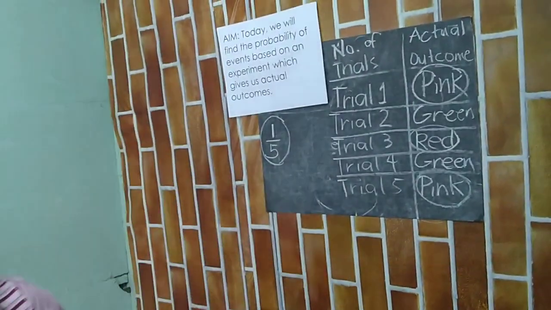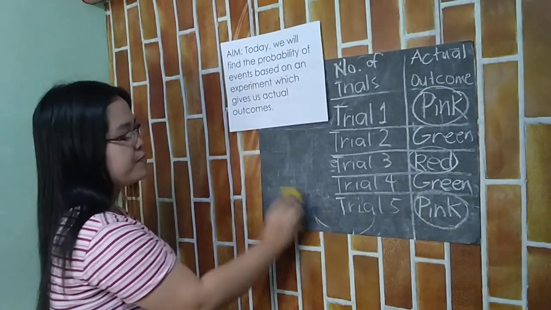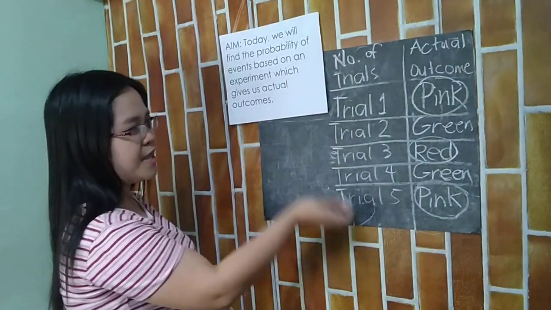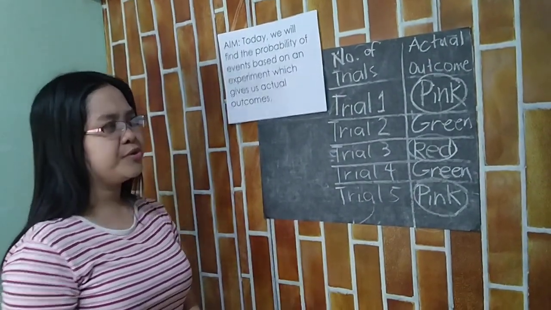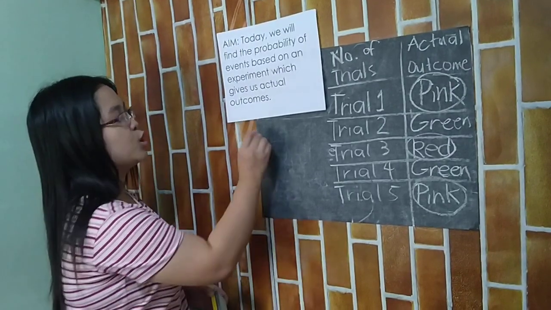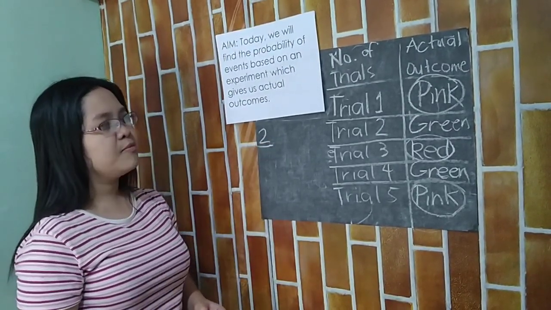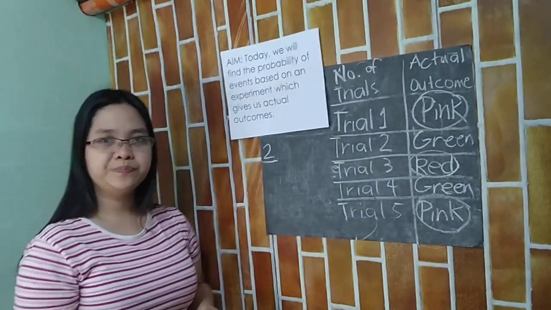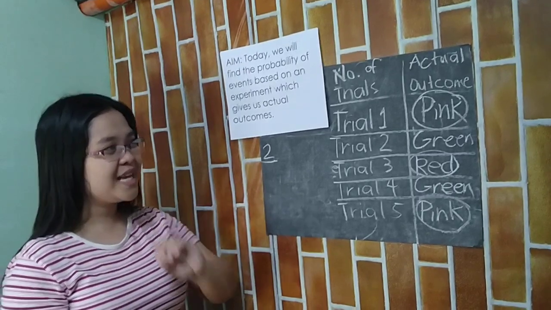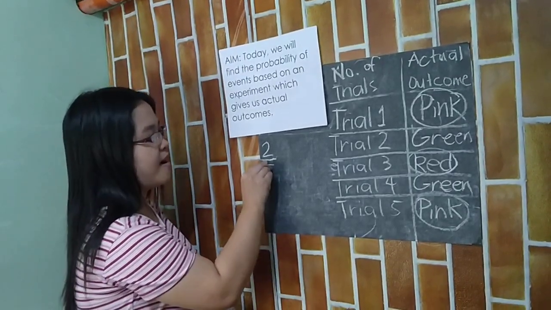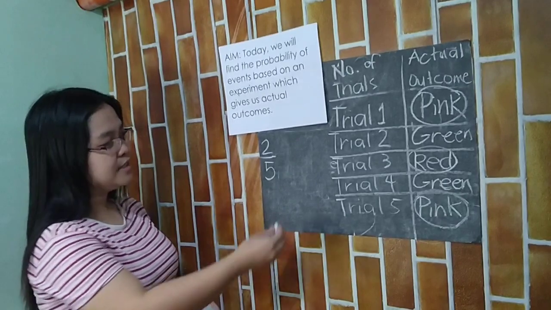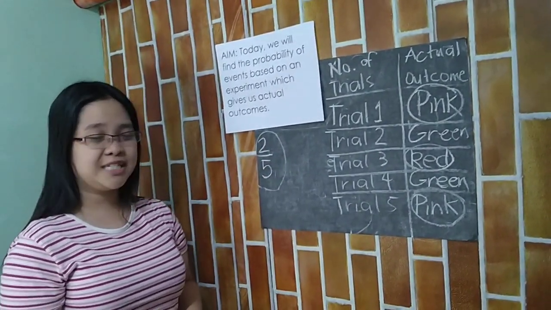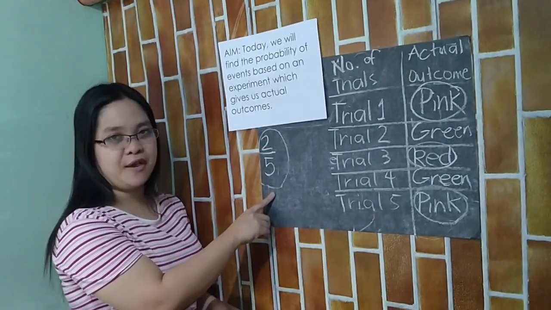Okay, now, another example. How about color green unit cubes? Take a look at our table. How many times did color green appear? It's 2. Very good. How about how many trials did I use a while ago? How many times did I perform picking unit cube? It's 5. So again, the probability of picking a green unit cube from our experiment is 2/5.